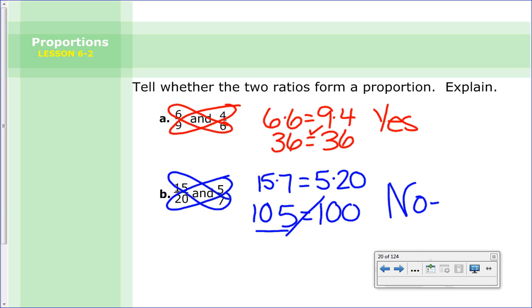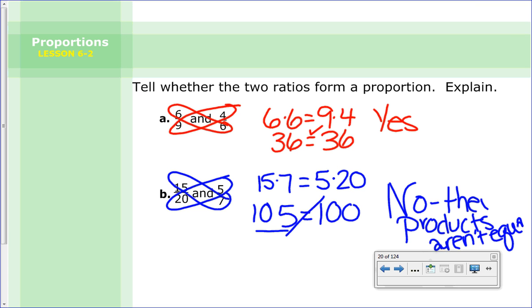And again, the reason you can say they aren't equal is that the products aren't equal, and I might write that, the products aren't equal. And yes, you do have to explain. I'm sorry, but you have to. There we go.